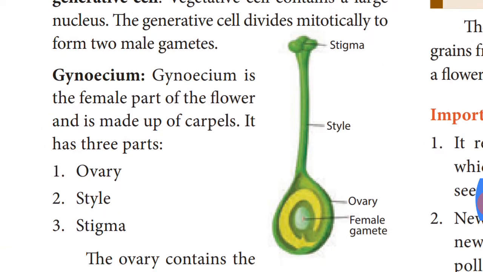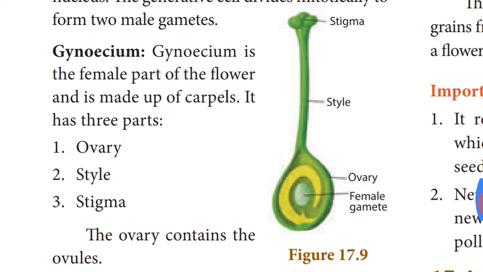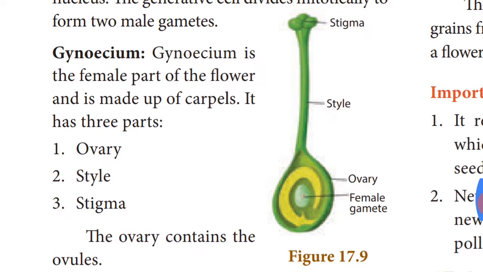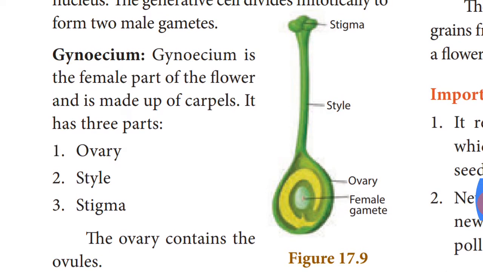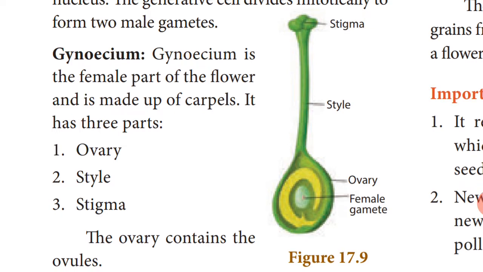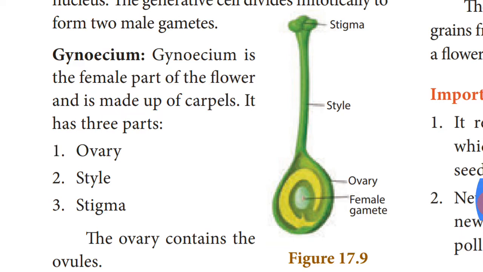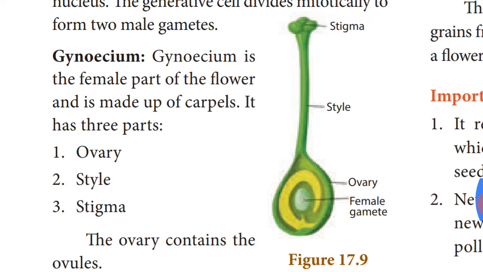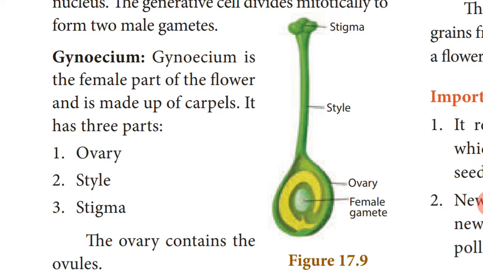The next one is the gynoecium. It is the female part of the flower. It has three parts: stigma, style, and ovary. The tip of the carpel is the stigma, the neck portion is called the style, and the basal portion is called the ovary.